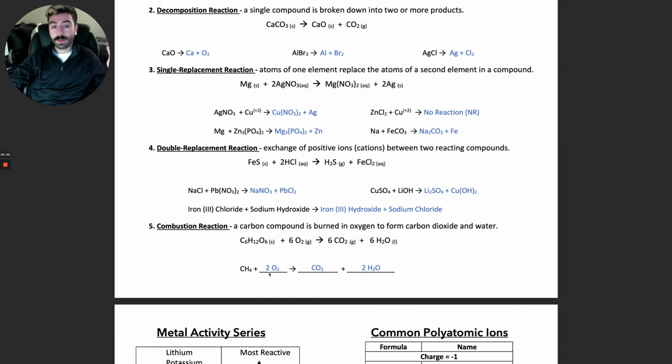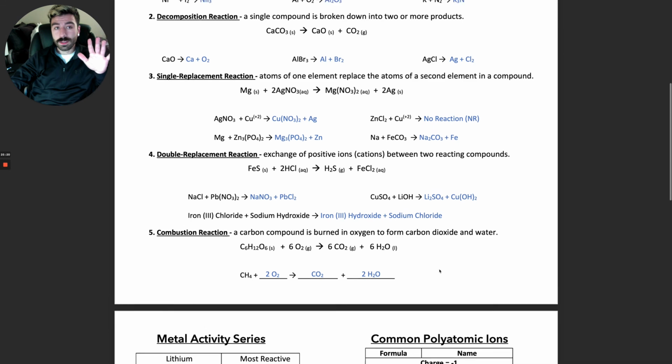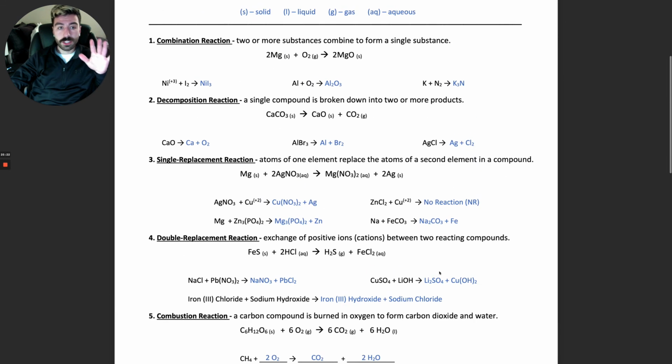Now, don't worry about the coefficients yet. So for now, just know there's a carbon compound and oxygen giving you CO2 and H2O, and we'll worry about those coefficients in 7.3. And that's it. Those are your 5 types: combination, decomposition, single replacement, double replacement, and combustion.